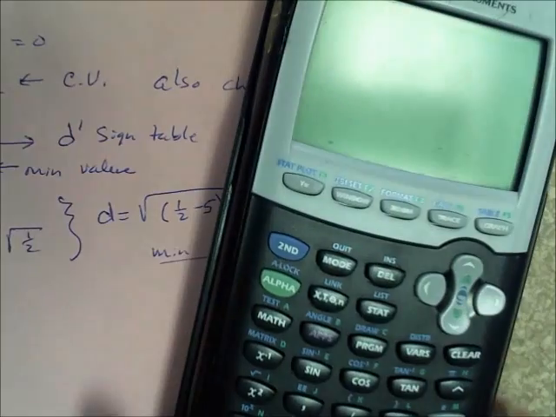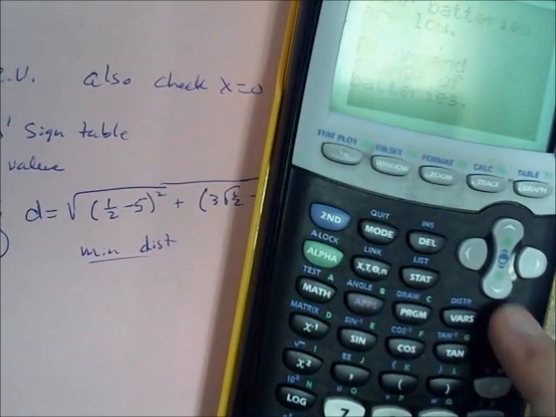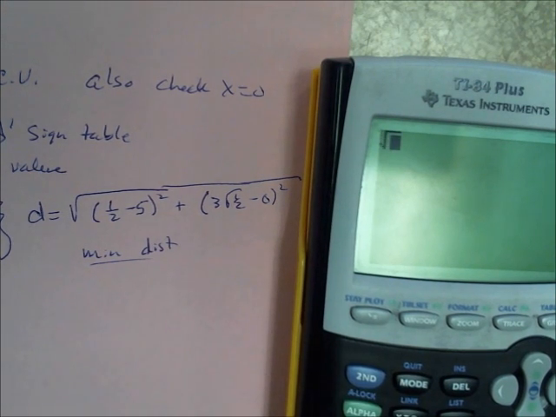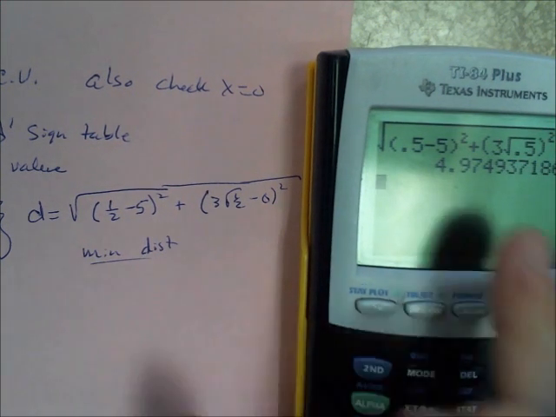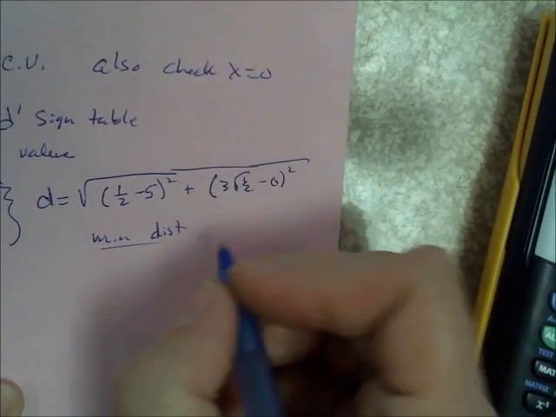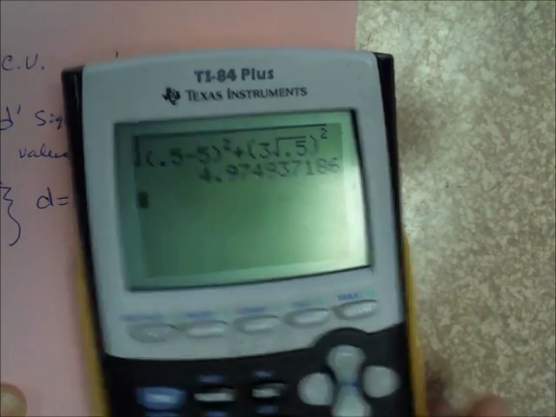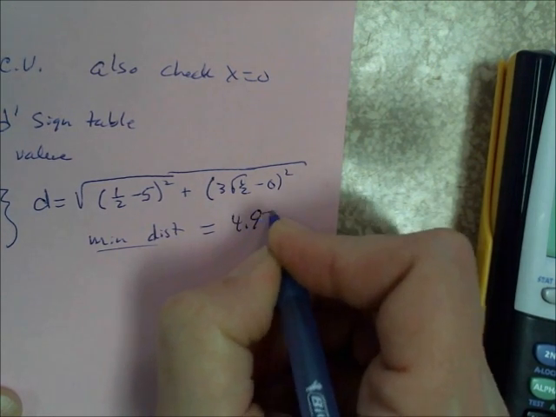And now it's time to take out our calculator because this is going to be a crazy fraction here. Or crazy decimal, I mean. So the minimum distance is the square root of 1/2 minus 5 squared plus 3 square root of 1/2 squared. And 4.975, I'll round it to 3 decimal places. The minimum distance is 4.975. Hopefully you saw that on my calculator. I don't know if it was underneath or not. So we got 4.975.